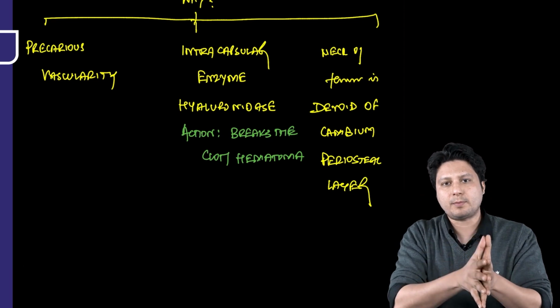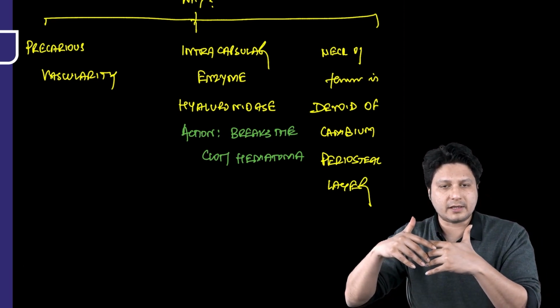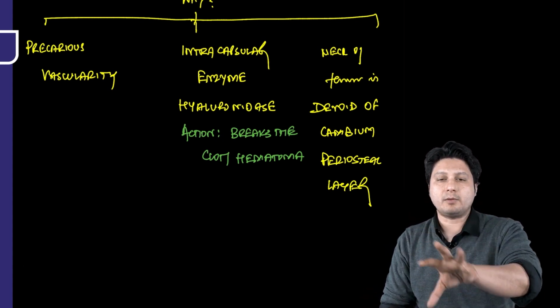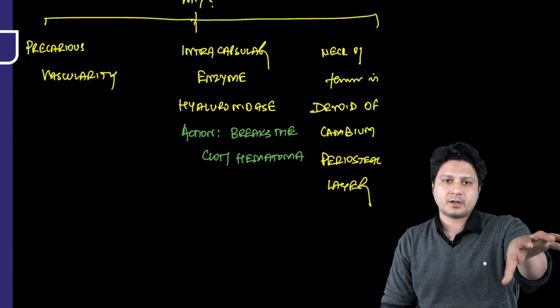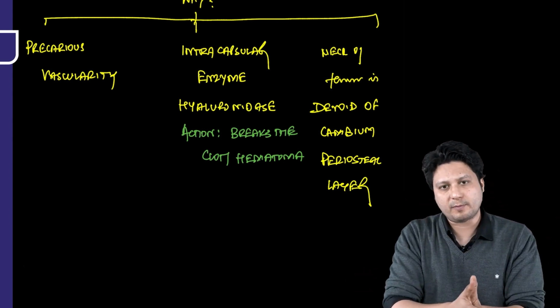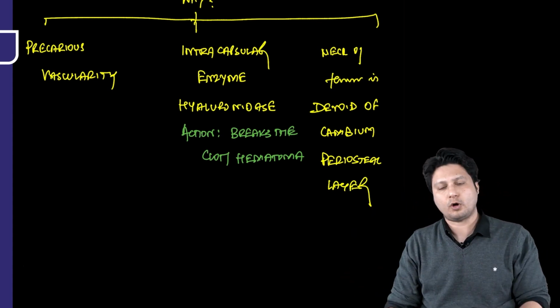If the cambium layer of the periosteum is not present, if the region has an absence of the cambium layer of the periosteum, and that region gets fractured, then it will be a disadvantage on that region, because the aid which could be provided by this cambium layer of periosteum is absent. All right, so these are the three reasons which are responsible for causing non-union.